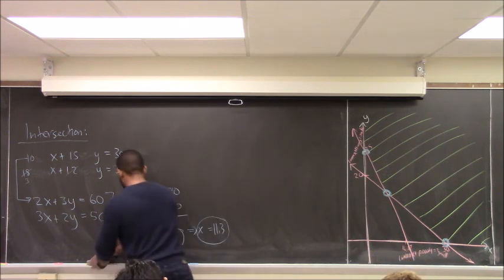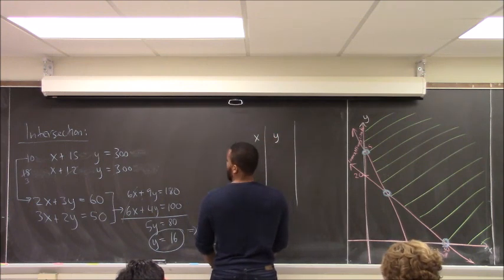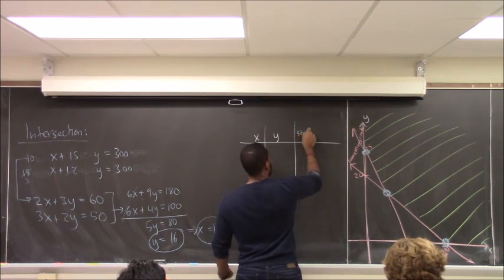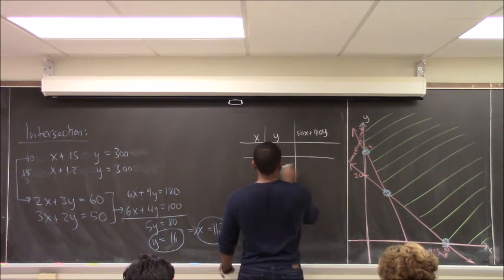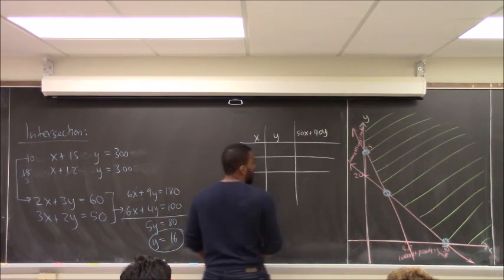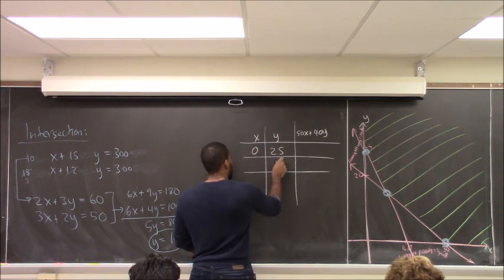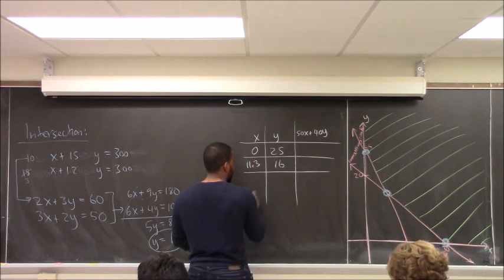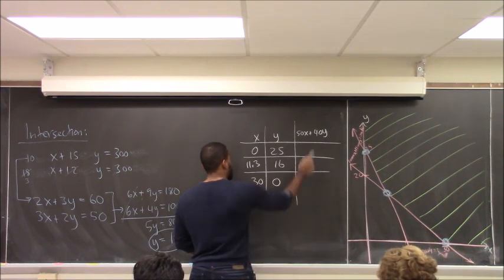And now I'm just going to do all the checks: x, y, and the premium. What was the premium? It was 50x plus 40y. So I have the option of buying none of the x's and 25 units of the y's, or 16 of the y's and 11.3 of the x's, or 30 of the x's and none of the y's. Can you see what these were?